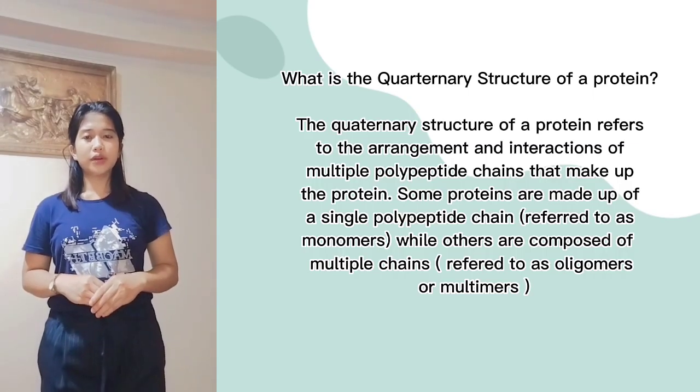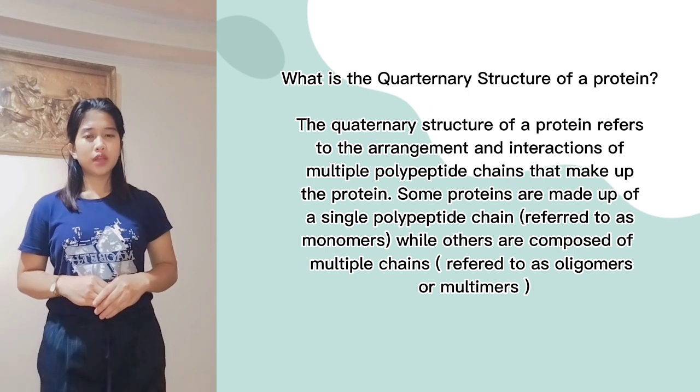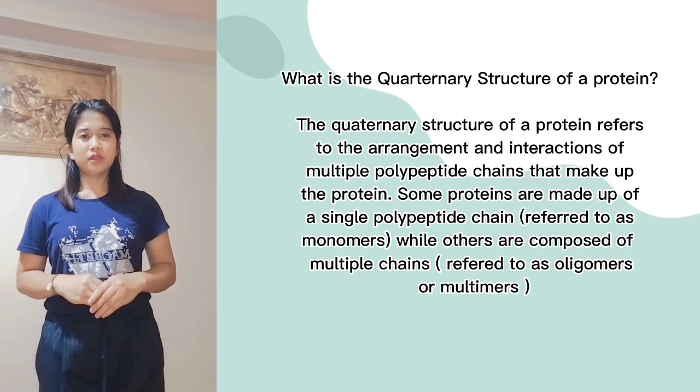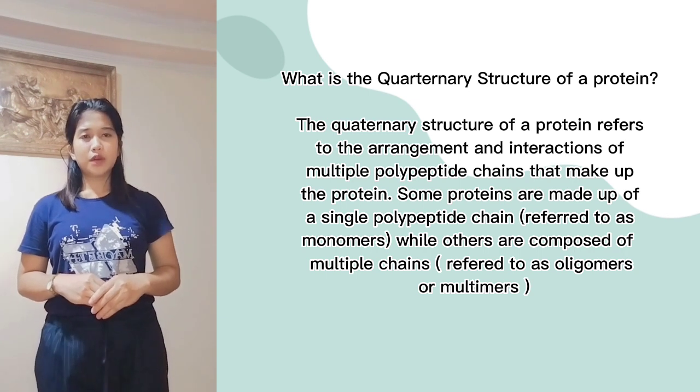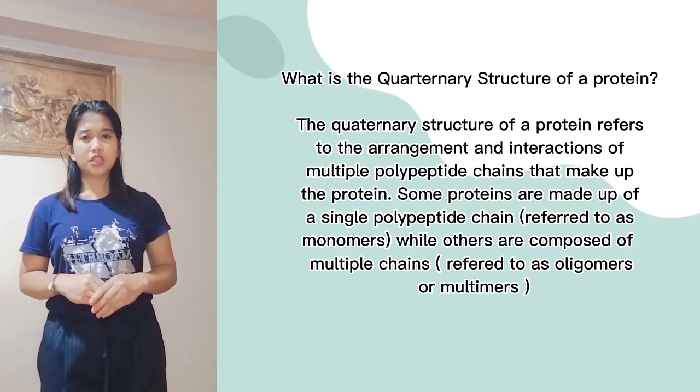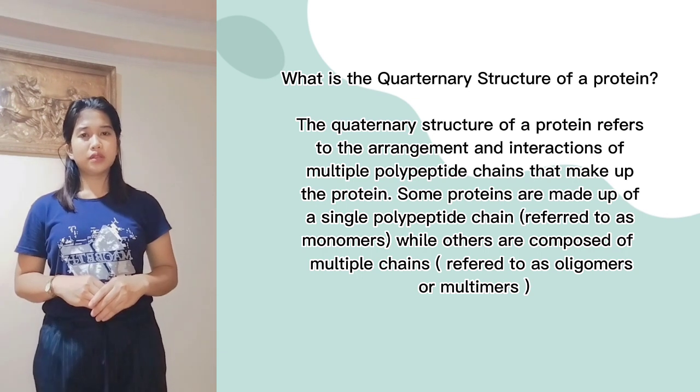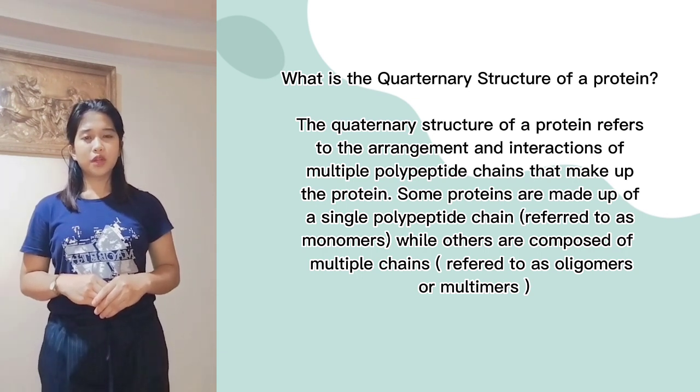What is the quaternary structure of a protein? The quaternary structure of a protein refers to the arrangement and interaction of multiple polypeptide chains that make up the protein. Some proteins are made up of a single polypeptide chain, referred to as monomers, while others are composed of multiple chains referred to as oligomers or multimers.